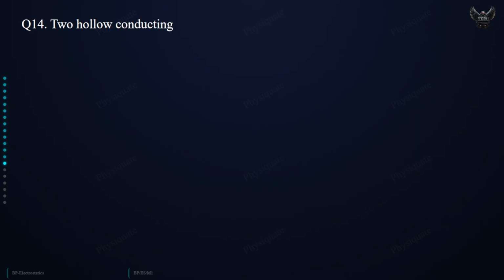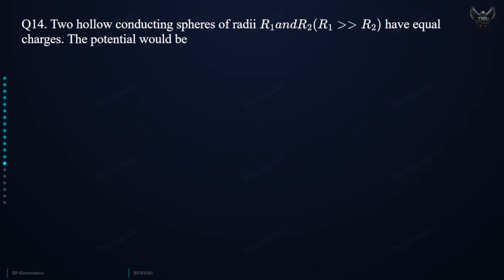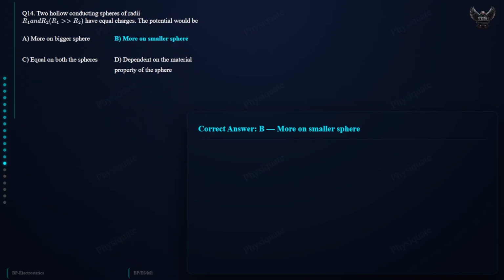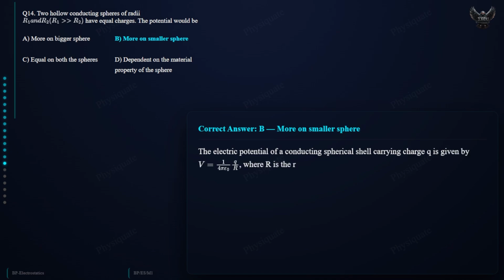Question 14. Two hollow conducting spheres of radii R1 and R2, R1 greater than R2, have equal charges. The potential would be. Correct answer is option B. The electric potential of a conducting spherical shell carrying charge Q is given by V equals 1 divided by 4 pi epsilon 0 Q divided by R, where R is the radius of the sphere.